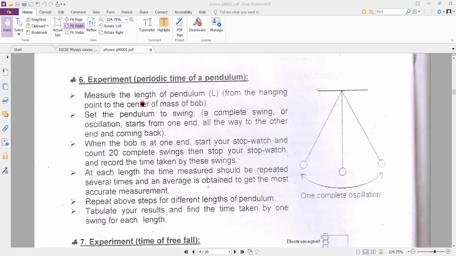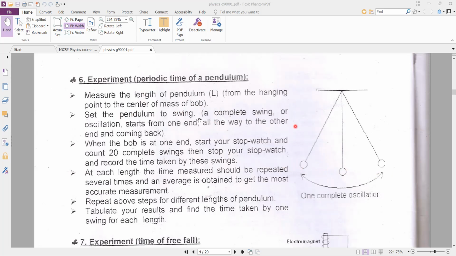Measure the length of the pendulum from the hanging point to the center of mass of the ball. Bob means the mass of the ball. Correct? Set the pendulum to swing.